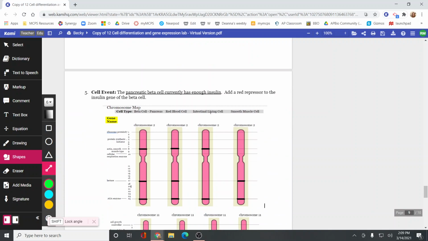And then cell event 5, the pancreatic beta cell has enough insulin, add a red repressor. That means draw a red line. Draw a red line to the insulin gene for the beta cell. So again, just looking at the beta cell, draw the red repressor.